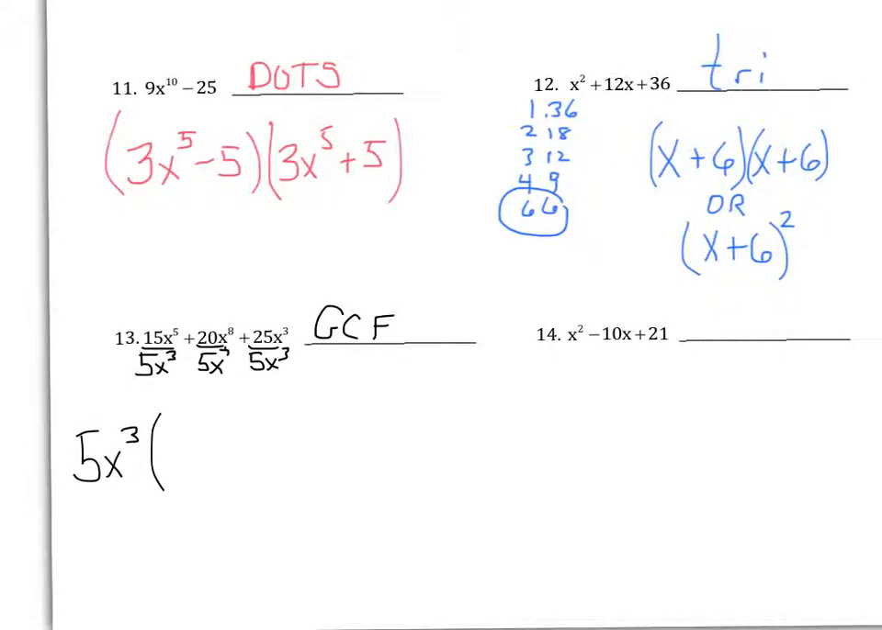So now when I divide, I have 3. The first one has 2 left over. 20 divided by 5 is 4. And this one will have 5 left over. And 25 divided by 5 is 5. And they gave all their x's away.